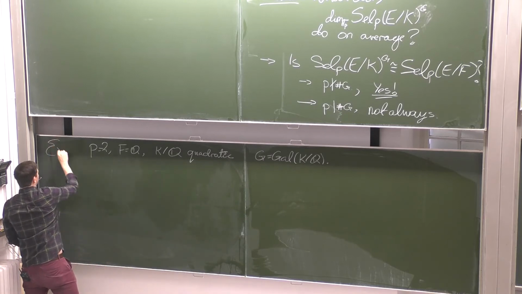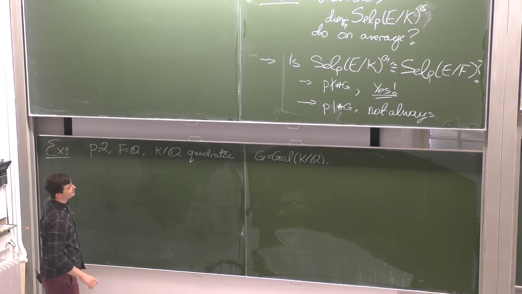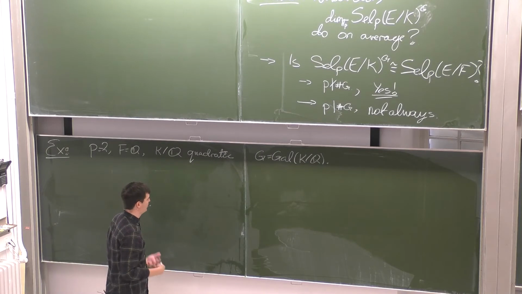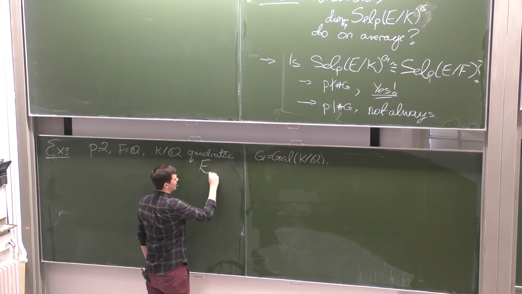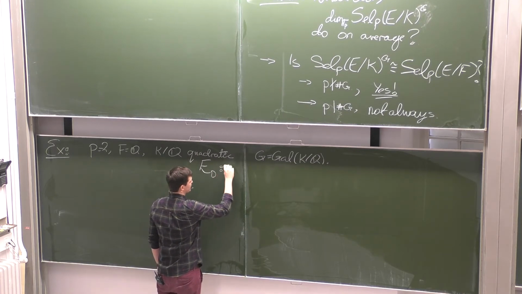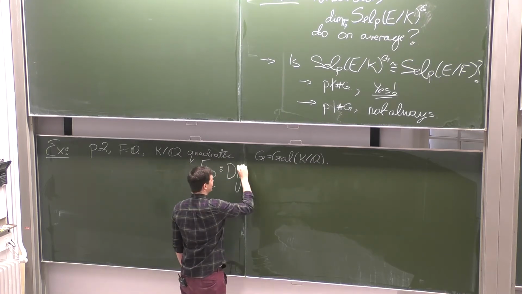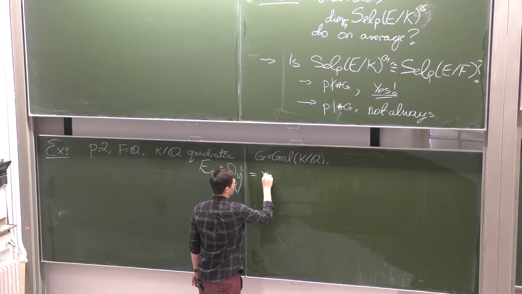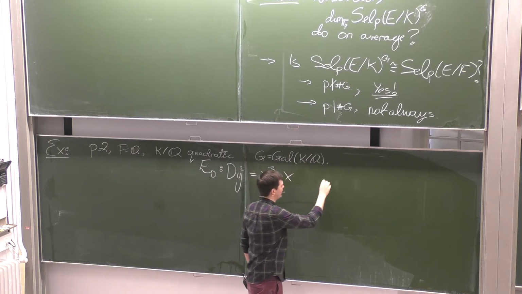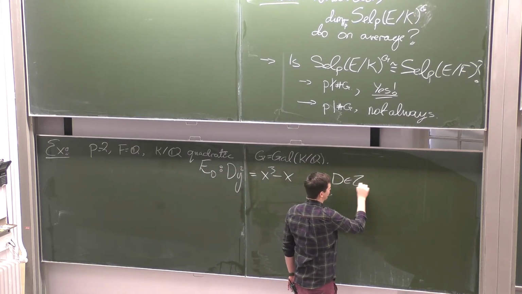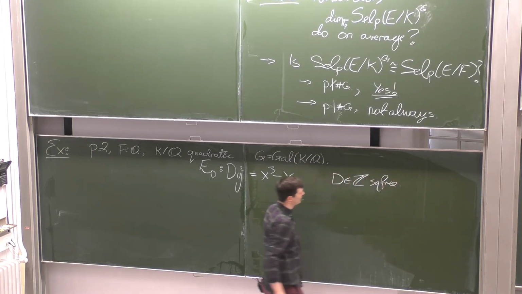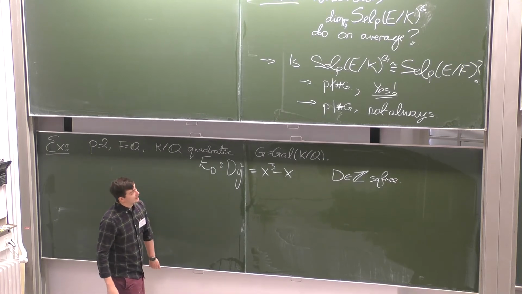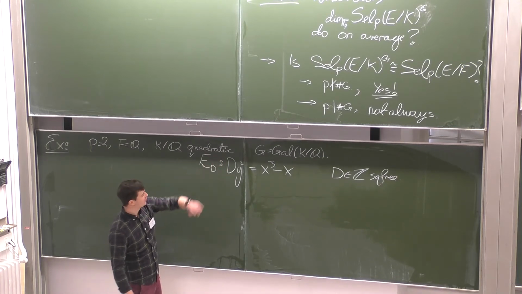And for the purposes of this example, instead of looking at all elliptic curves, let's look at a specific family. So the congruent number curves, which are given by equations E_d: d y squared equals x cubed minus x, where here d is a square-free integer. And the thing we're trying to work out is how similar are these two groups.